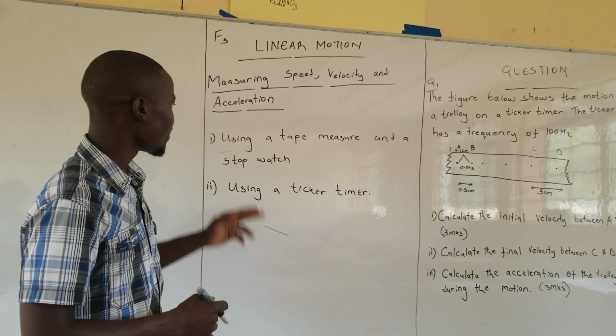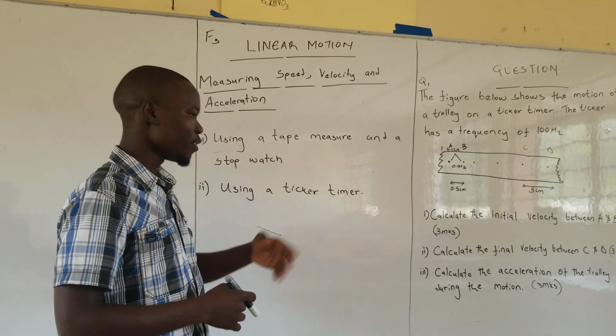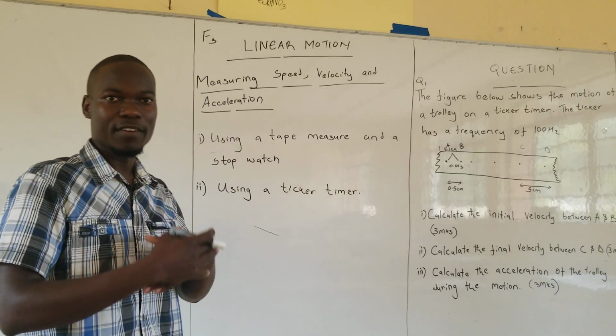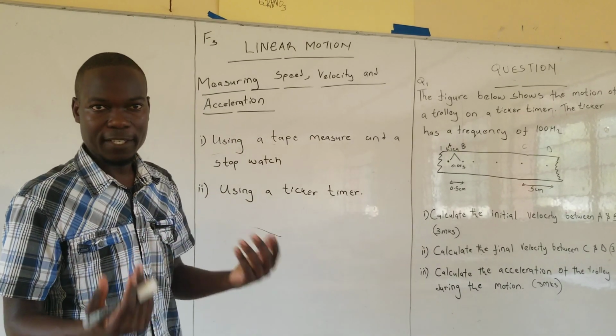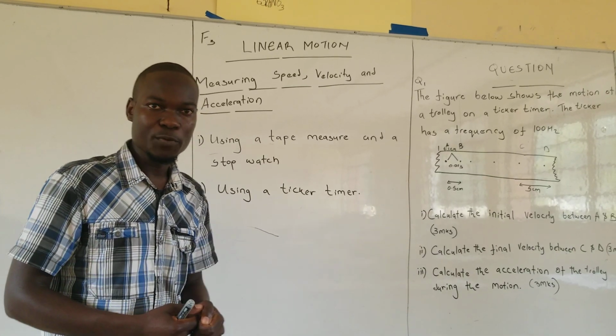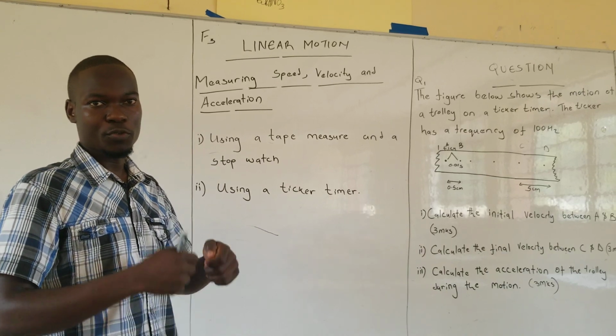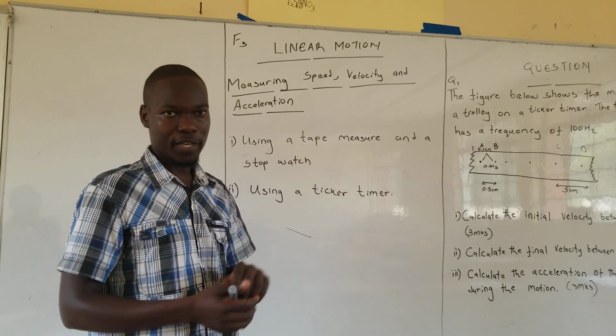The first one here is using a tape measure and a stopwatch. Here is when you are given a tape measure and you are given a stopwatch. How will you use the two instruments to get the speed? Use a tape measure to measure the distance between, then use a stopwatch to record time. With the two, you will be able to get the speed.